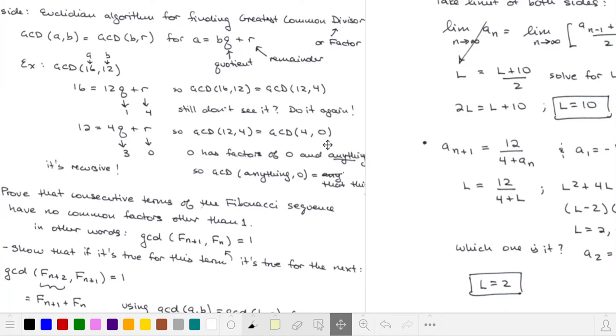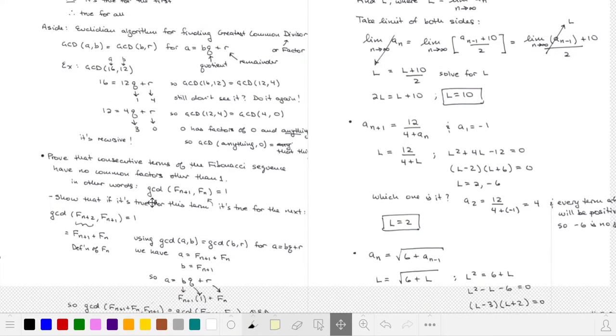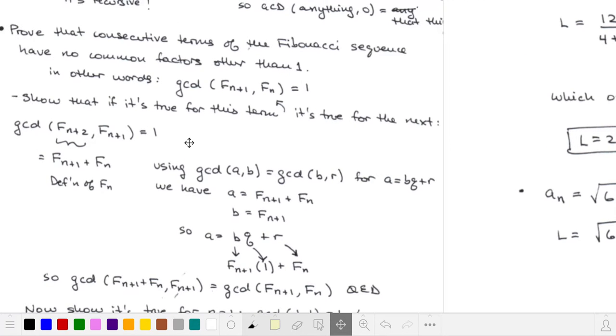So we've found the greatest common divisor of 16 and 12 by doing this little recursive step until we have 0 in the R term, right? Because then that tells us that the greatest common factor is the other number. Okay, so let's do that to prove that the consecutive terms of a Fibonacci sequence have no common factors other than 1. The way to express that mathematically is that the greatest common divisor between the next term of the Fibonacci sequence and the previous term is 1. They have no common factors other than 1.